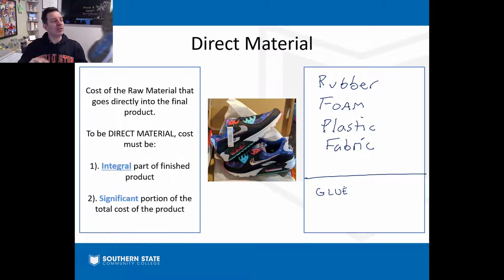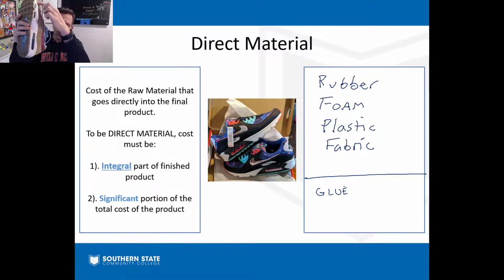And to make a shoe, there's a little bit of glue that goes along the bottom there that attaches the upper to the lower part of the shoe. Just a couple of drops all the way around. And so that's definitely a raw material that goes into the production. It's vital to the production. But that second criteria, a couple of drops of glue probably isn't going to be a significant portion of that product cost. Right? It's just a couple of drops of glue.